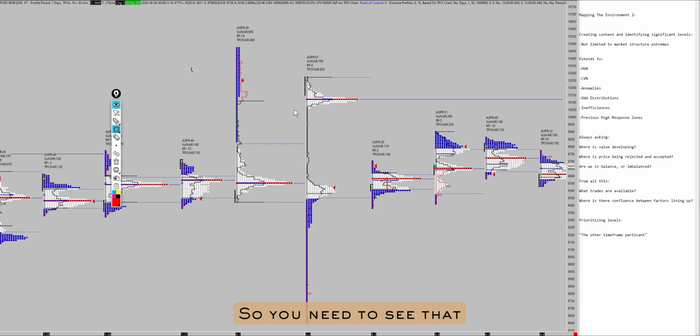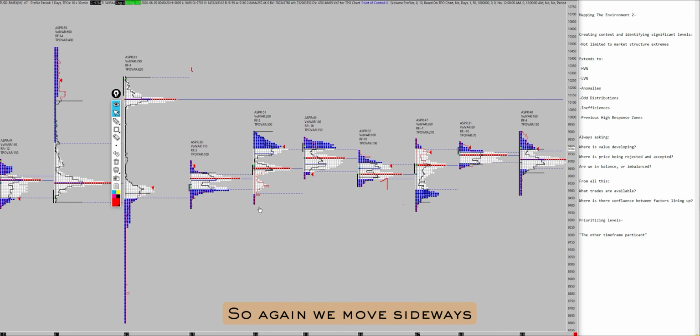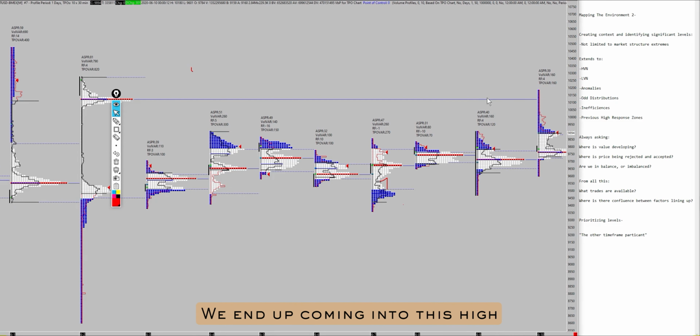So you need to see that, not you need to see, but covering the gap is what I would say be more of a minimum than getting up into the previous structure. So again, we move sideways, we end up coming into this high, but the market gains acceptance into a previous gap, spends a good amount of time moving sideways, but really just forms a balance again. But still, the market is not continuing downward. It's gaining acceptance back into an area where there was previously really no trading activity. So it's an inefficiency and you're likely to cover it.